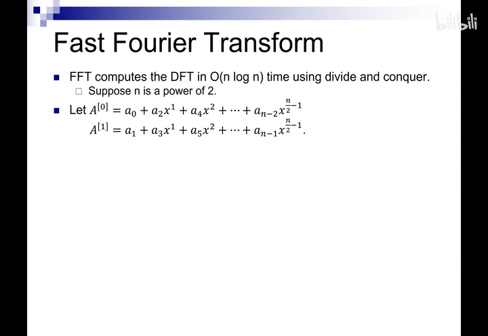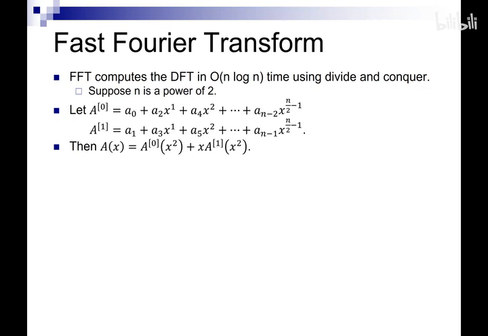But for A0, for this capital A0, we're only going to take the even coefficients from A, and then we're going to write a degree n over 2 minus 1 polynomial from those. And then for A1, you're going to take the odd degree coefficients from A, and again, you're going to form a degree n over 2 minus 1 polynomial. The reason we do this is because we can actually express A in terms of A0 and A1.